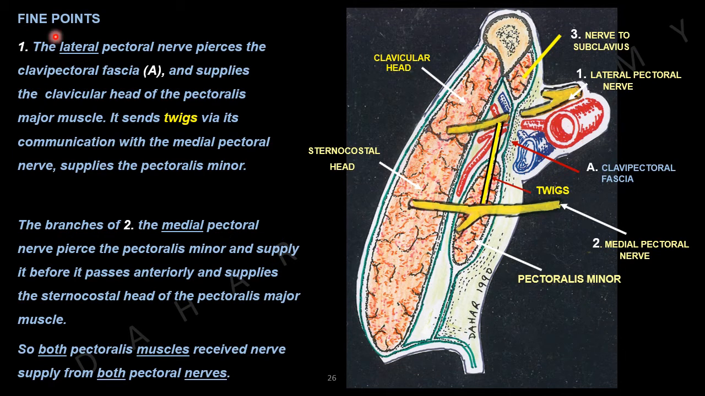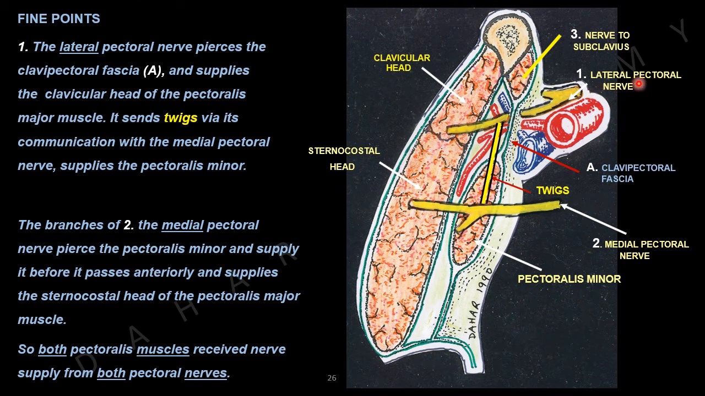Fine points. Let's see the diagram first. This is the clavicle. This is the pectoralis major muscle. The upper part is the clavicular head. The lower part is the sternocostal head of the pectoralis major muscle. Deep to it, this is the pectoralis minor muscle. This is the subclavius and this is the clavicle. The fascia between the subclavius and the pectoralis minor muscle is the clavipectoral fascia.